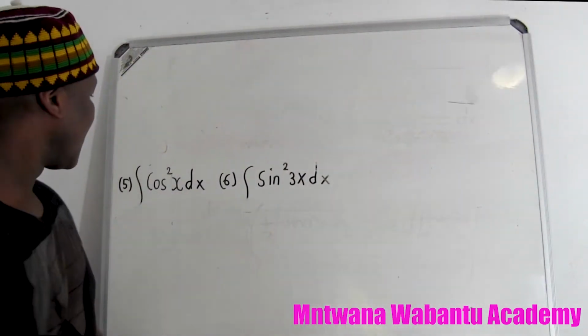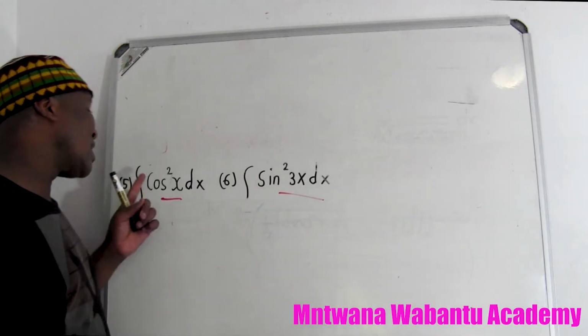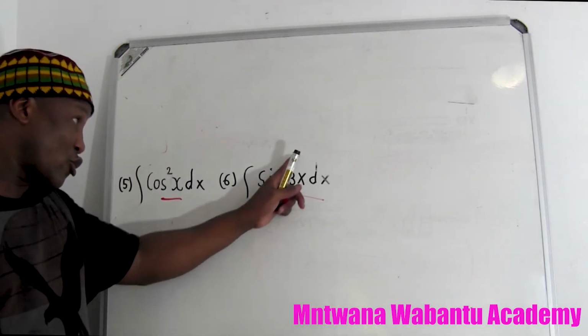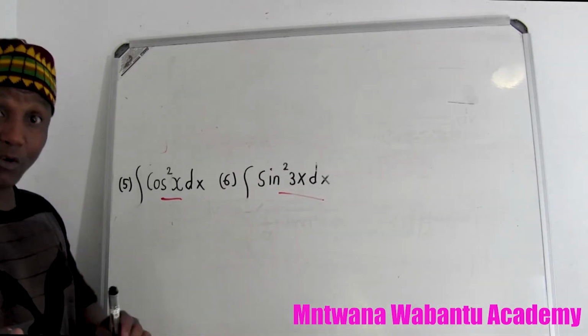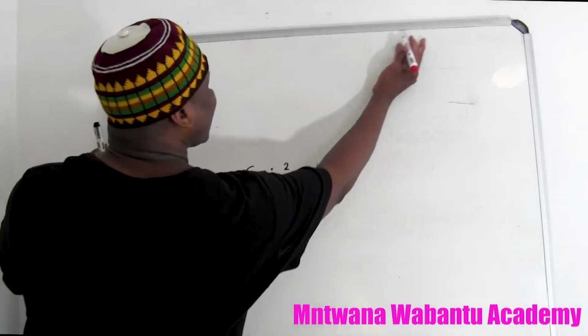Okay, look. This is a tricky double angle, but they don't tell you it's a double angle. If you have an integral with a square of something, whatever it is, it does not matter as long as it is squared, this is how you do it. Remember, tricky double angle is like this. Let me write all of them so you can understand.